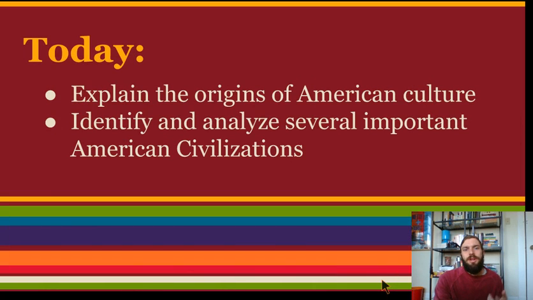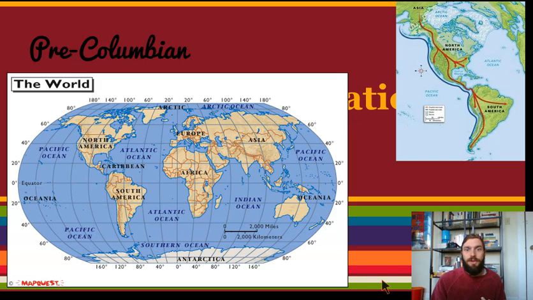So today we're going to learn the origins of American culture. Where do they even come from? We're also going to identify and analyze several important American civilizations. So analyze means to take apart and look at the parts, their religion, their government. That will help us better understand. Okay? So first, how did Native Americans get to North America?